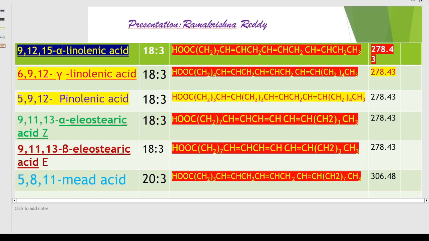Another one is mead acid. This mead acid also contains three double bonds, but it contains 20 carbons. The first bond is at the fifth carbon, another bond is at the eighth carbon, and the last bond is at the 11th carbon. These are some important triunsaturated fatty acids.